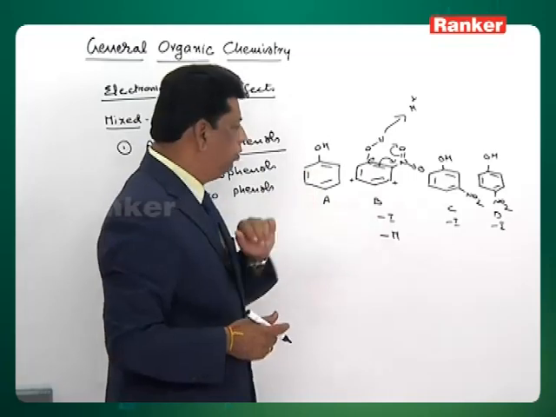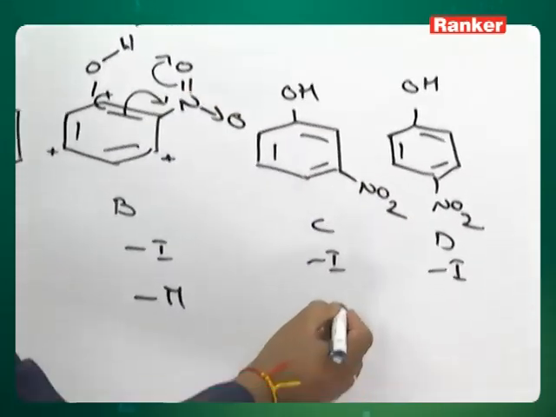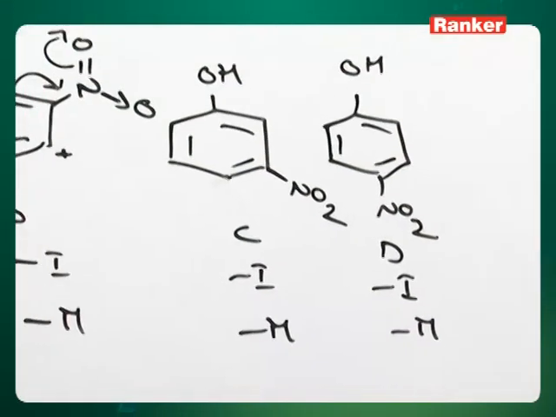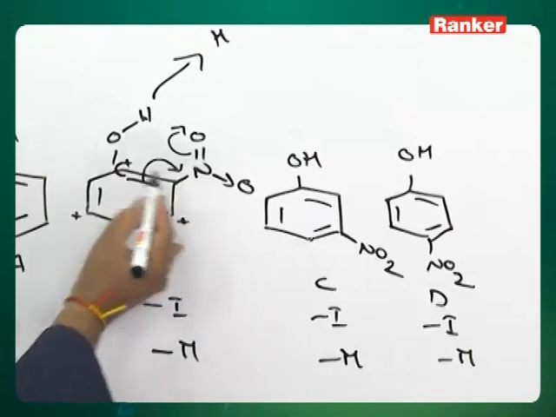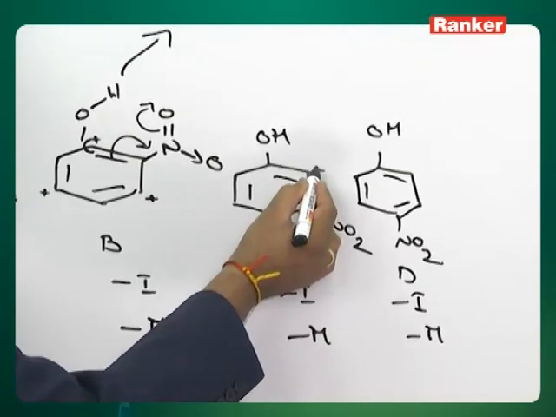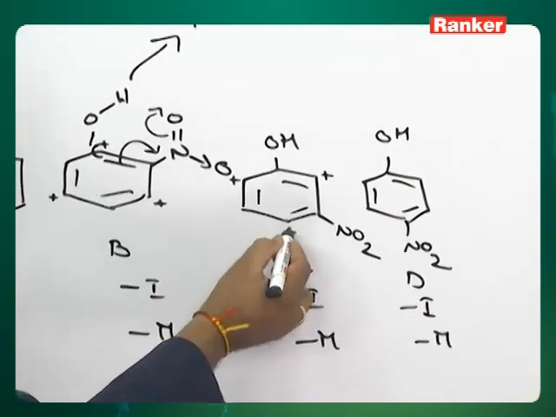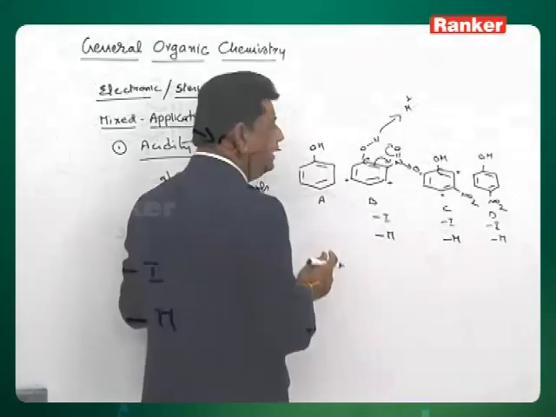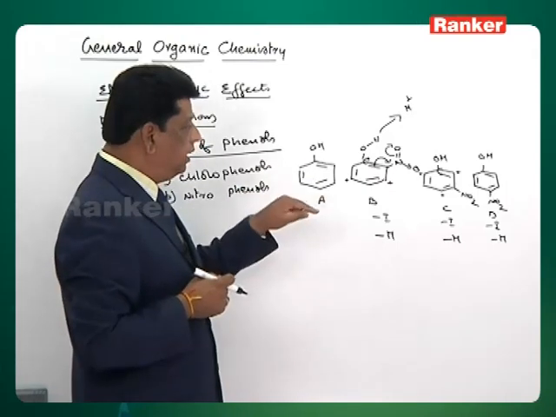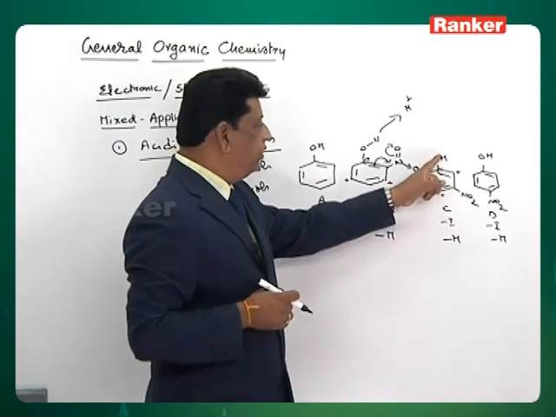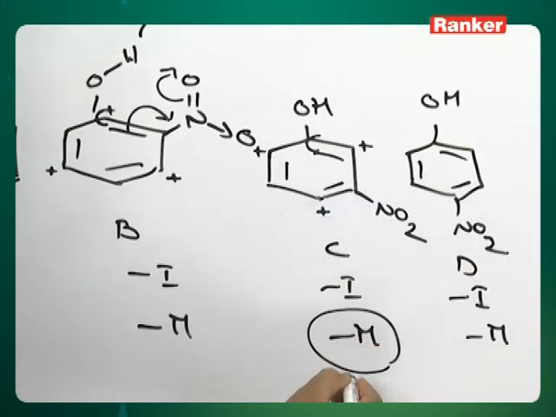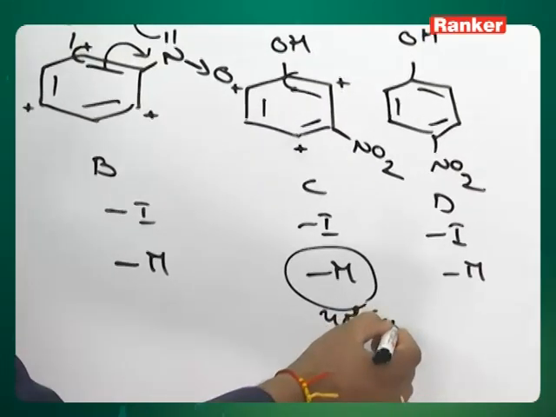So, all these nitro groups can show minus M on the benzene ring, but will it be helpful here? This nitro will produce a positive charge here and here and here. So the carbon where OH is there, it is not influencing. The nitro is showing minus M, but it is not influencing the carbon where OH is attached. Therefore, this minus M you can take as not influencing.